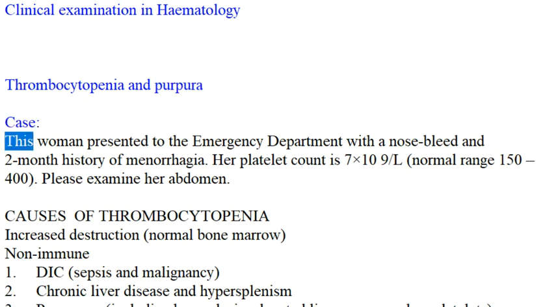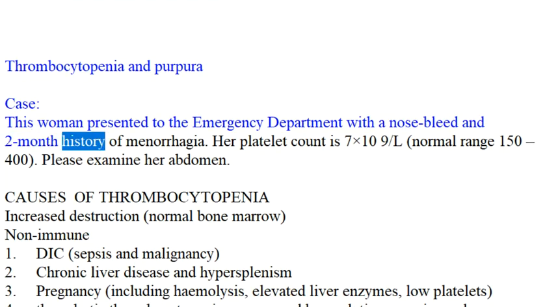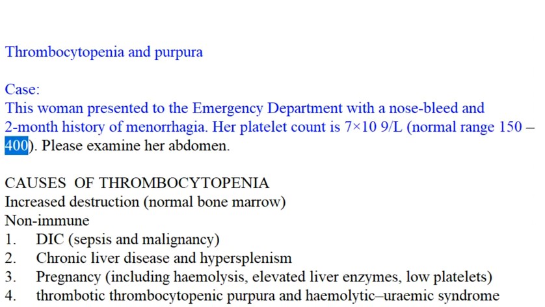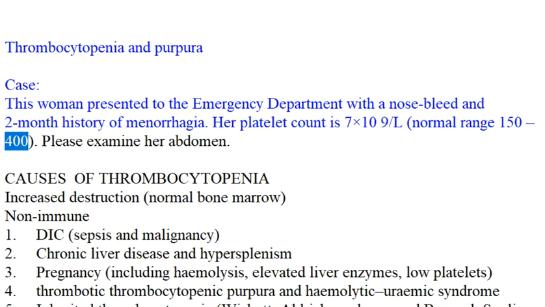Case. This woman presented to the emergency department with a nosebleed and a 2-month history of menorrhagia. Her platelet count is 7 × 10⁹/L, normal range 150–400. Please examine her abdomen.